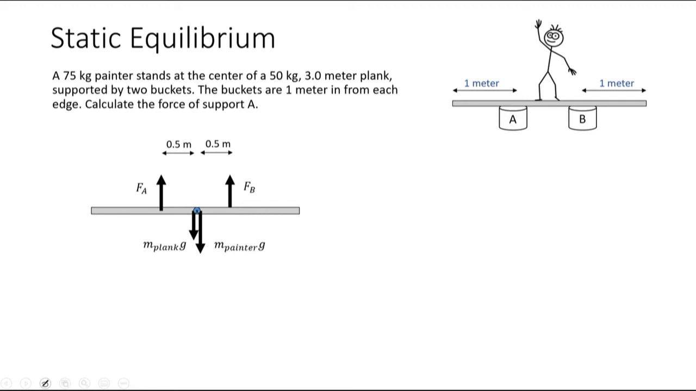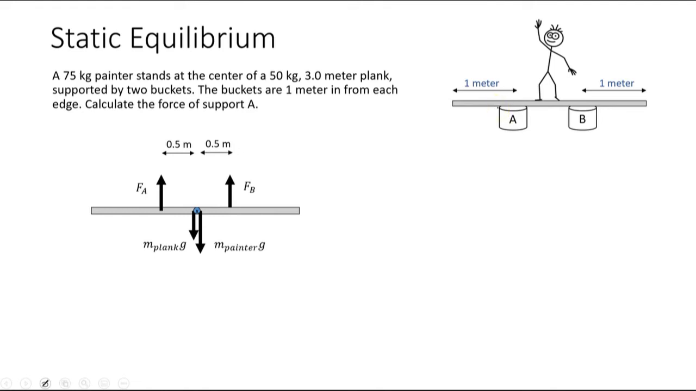Okay, so here I have a painter. He's 75 kilograms and he's standing in the center of a plank, and the plank is 50 kilograms and 3 meters long, and it's balanced on 2 buckets. Okay, the 2 buckets are both 1 meter from the edge, and we want to know what is the force of support A acting on the plank.